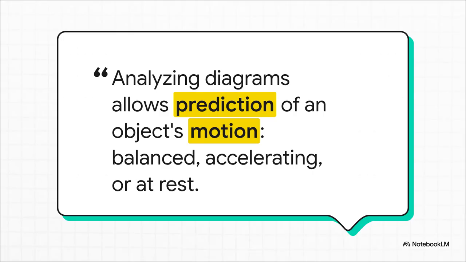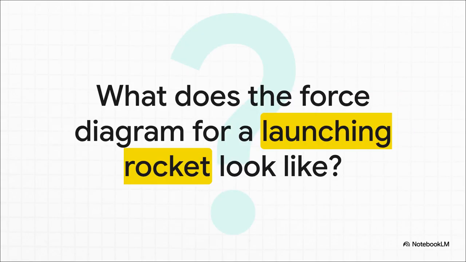And that's the magic trick right there. This isn't just about drawing arrows. It's about looking at a real situation, translating it into a simple diagram, and using that diagram to predict the future, to know exactly what's going to happen to that object's motion. So now you have this superpower. You can see the invisible. So let me leave you with a final thought to play with.